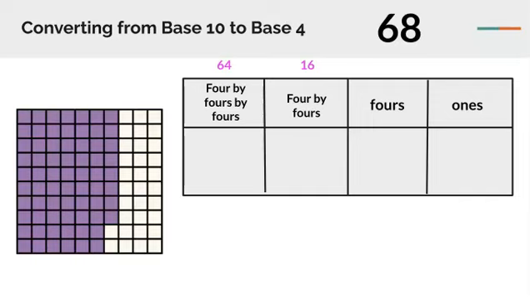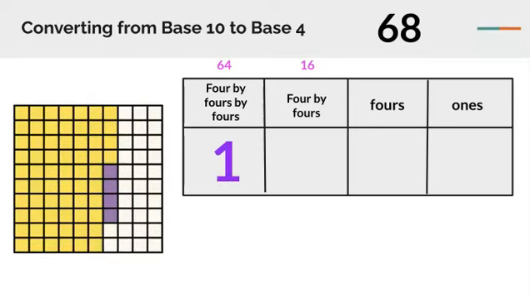Now, I need to figure out what's the biggest place value I can start making my groups with. This time, I can make one group of 4 by 4 by 4, 64, because 64 is less than the total 68 digits I have. There is my 4 by 4 by 4, or a group of 64. I'll put a 1 in that place value. Now there's only 4 units left here that are still in purple.